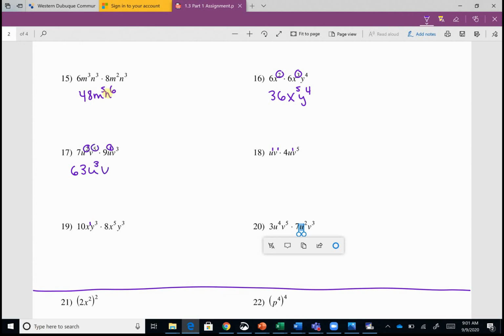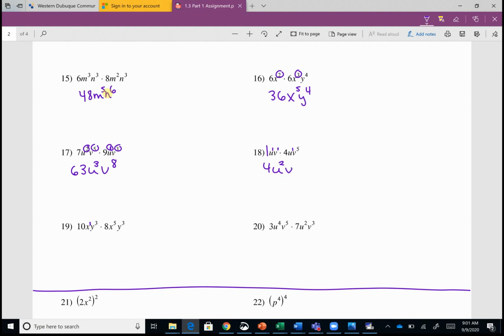Number 18 looks a little different. We don't have that coefficient. There's no number in front of the u. If it helps you, you can put a 1 there if you want to, but you don't need to. 1 times 4 would give me 4. u to the, we have 1 plus 1. Remember, those u's really have 1s. 1 plus 1 will give me 2. v to the 1 plus 5 is 6.